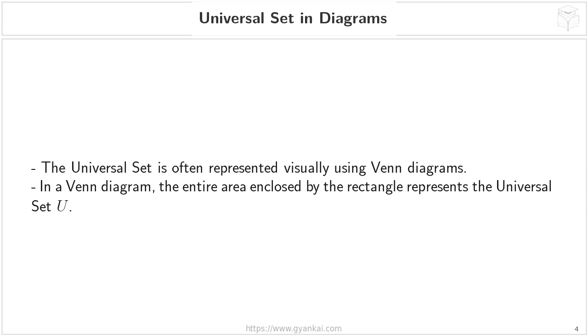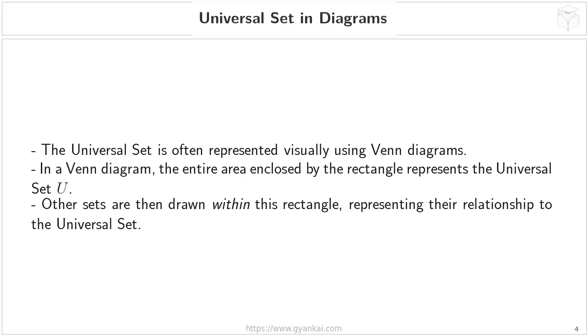Now, Venn diagrams give us a visual way to understand how different sets relate to each other, and crucially, to the universal set. The first key point here is that in a Venn diagram, the entire area enclosed by a rectangle represents the universal set. You think of the rectangle as the boundary of everything we're talking about. Everything inside that rectangle is part of our universal set.